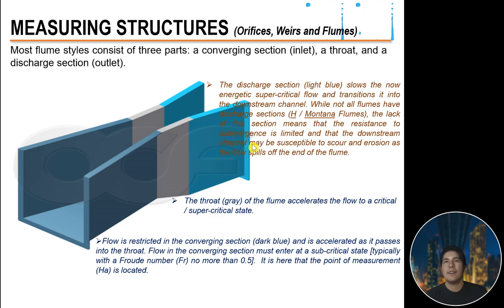So dito sa discharge section or the outlet, it slows the now energetic supercritical flow and transitions it into a downstream channel. While not all flumes have this section, such as the H and Montana flume, the lack of this section means that the resistance to submergence is limited and that the downstream channel may be susceptible to scour and erosion as the flow spills off at the end of the flume.